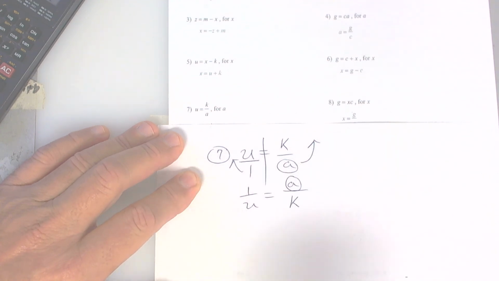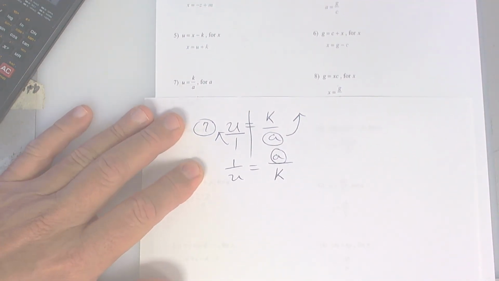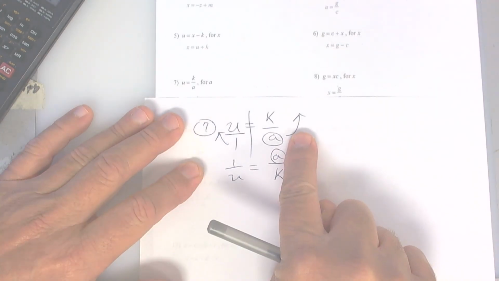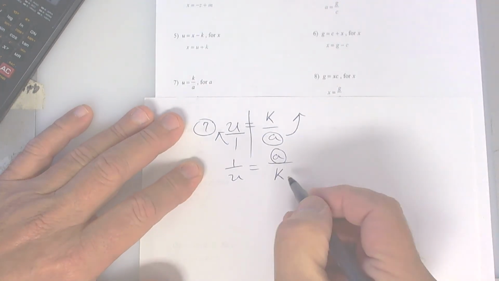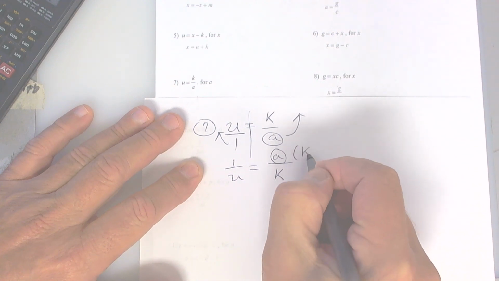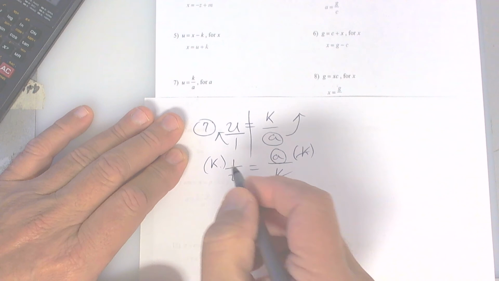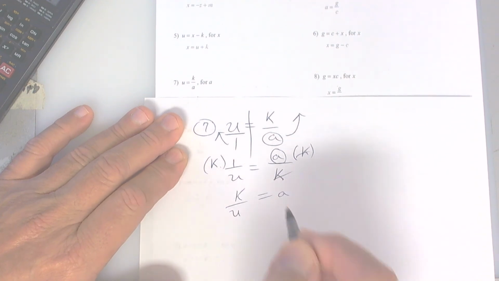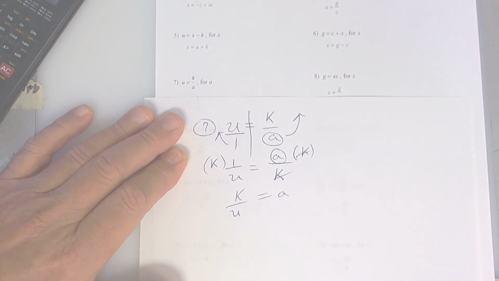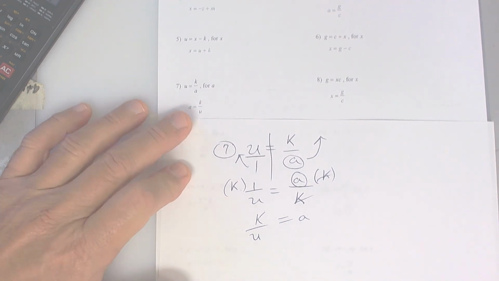That's just a little trick. Now a is at the top. You can't just flip one, you've got to flip both. Now the opposite of dividing by k is multiplying by k. So when you multiply by k, you get a equals k over u. And that's what it should be. And that's what it is.